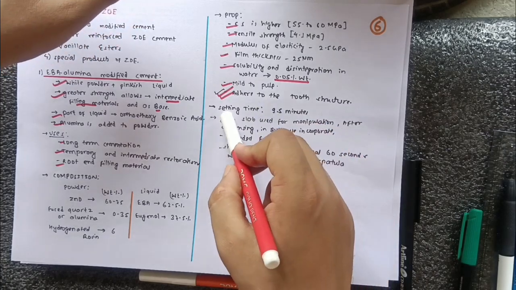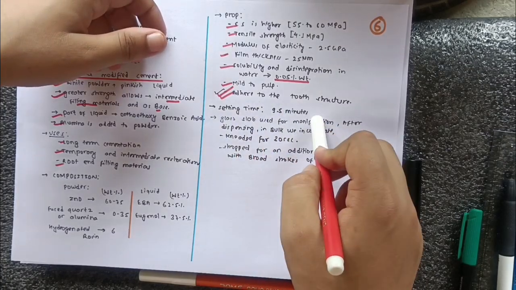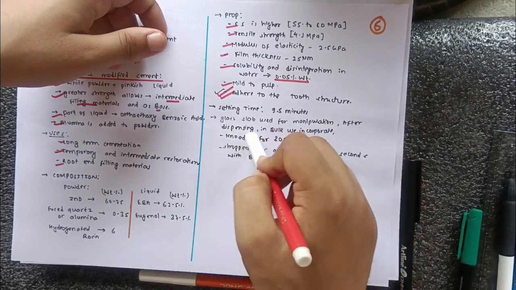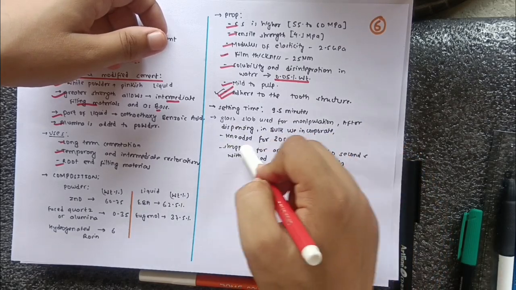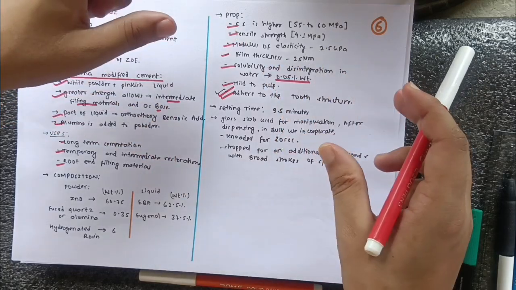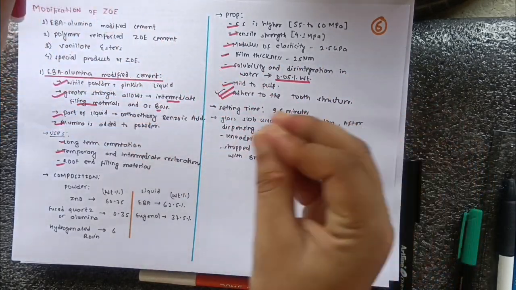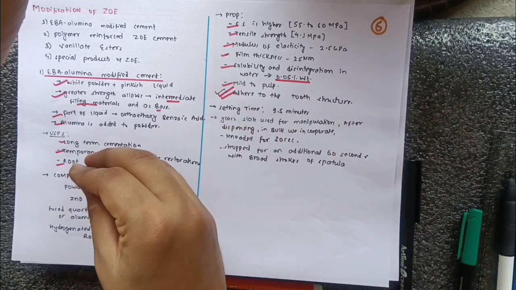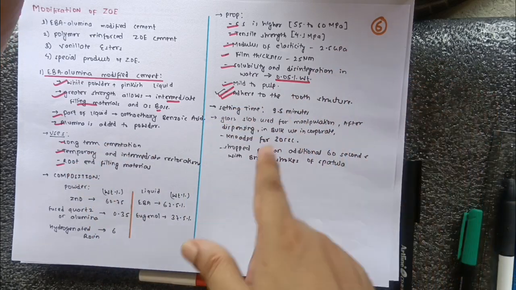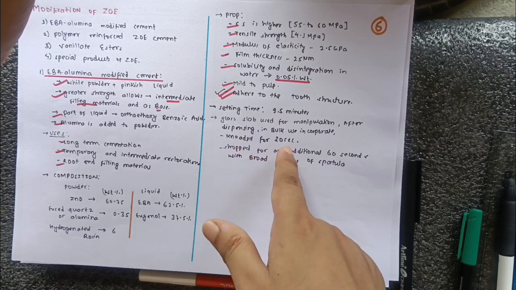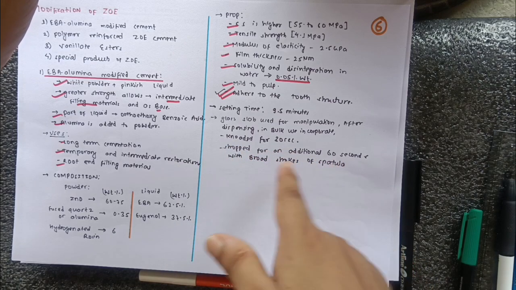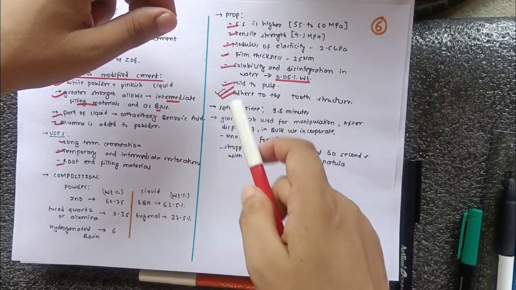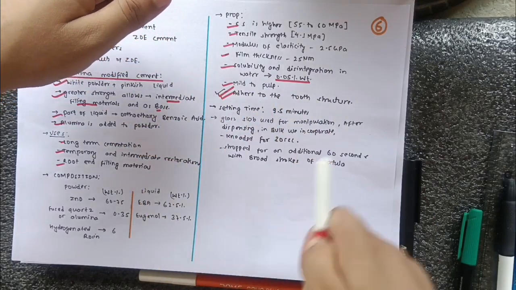After that, the setting time is 9.5 minutes. A glass slab is used for the manipulation. When we dispense the powder and the liquid in bulk, we incorporate the powder into the liquid, similar to the conventional zinc oxide eugenol, and we do kneading for 30 seconds and then an additional 60 seconds with broad strokes of the spatula.